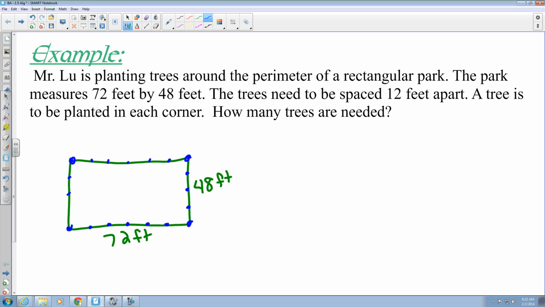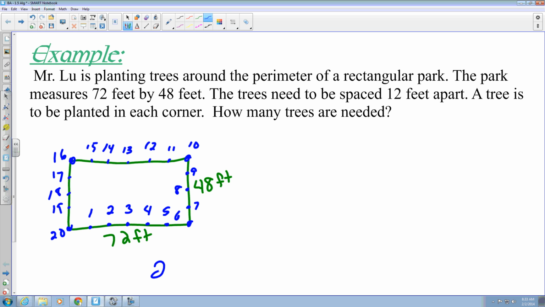So 1, 2, 3. Now all I can do is just count them. So I can say that there are 1, 2, 3, 4, 5, 6, 7, 8, 9, 10, 11, 12, 13, 14, 15, 16, 17, 18, 19, 20 trees. Okay? Perfectly good strategy. I got 20 trees.